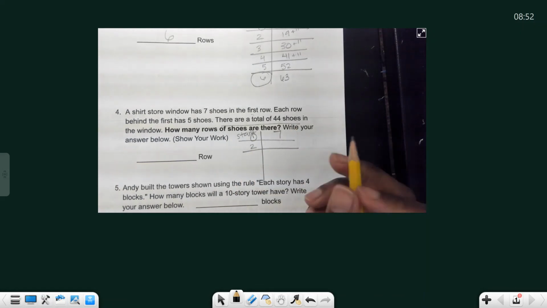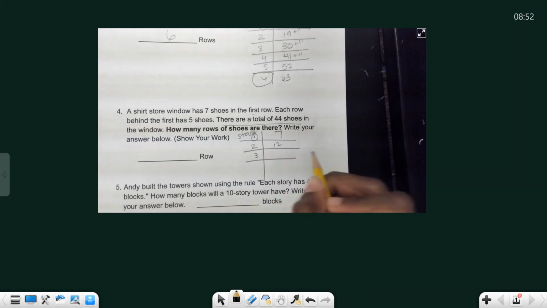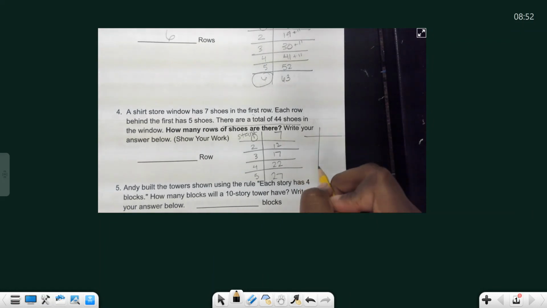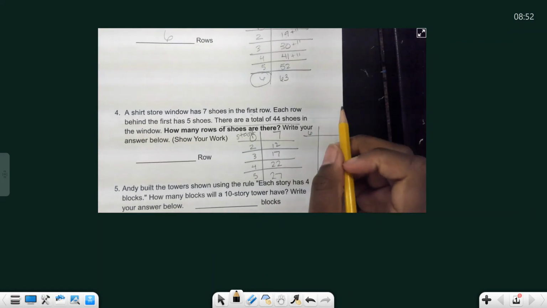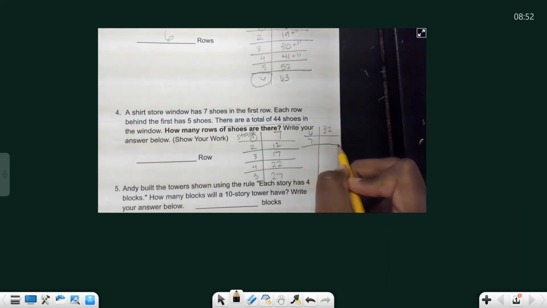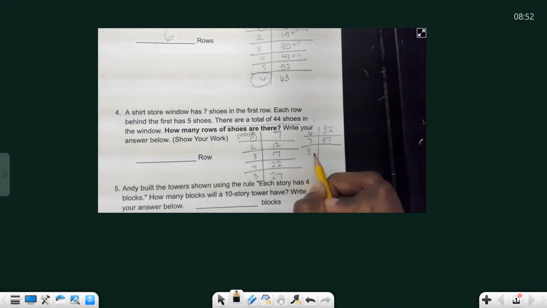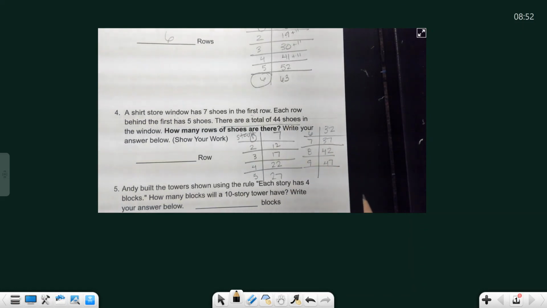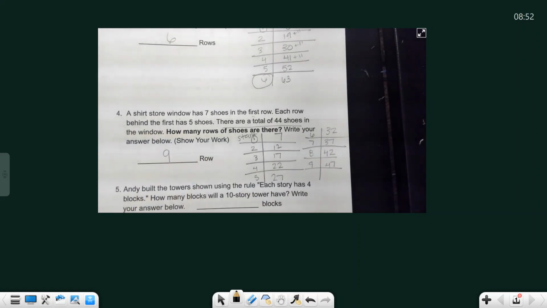So the second row has how many? 12. The third? 17. The fourth? 22. The fifth? 27. The sixth? 32. The seventh? 37. The eighth? 42. And the ninth? 47. So now, how many shoes do we have in all? 44. So we can comfortably fit 44 shoes on how many rows? 9. And we'll still have space left over for 3 more.